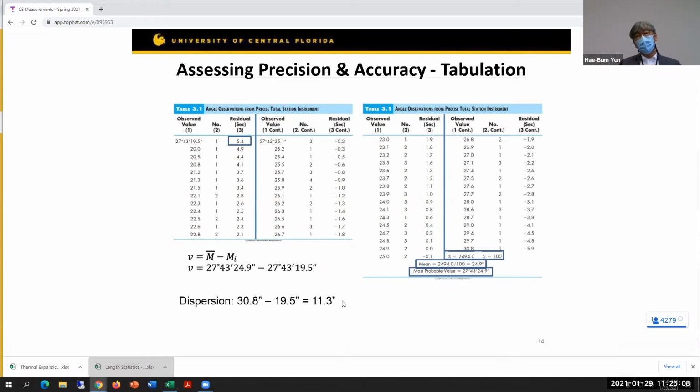If you have a larger dispersion, that means the difference between the largest and smallest observed value is larger, right? And in general, you want to have a smaller dispersion, right? Because that will determine the width of the distribution, right?